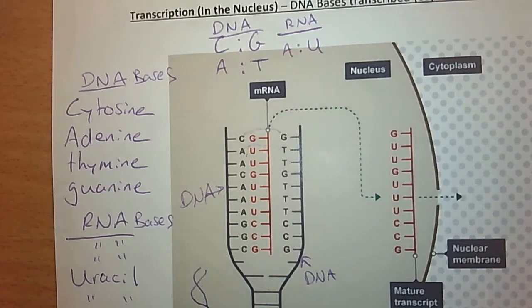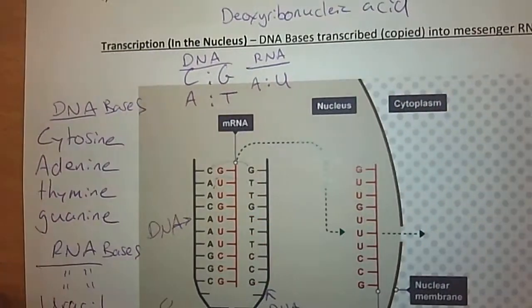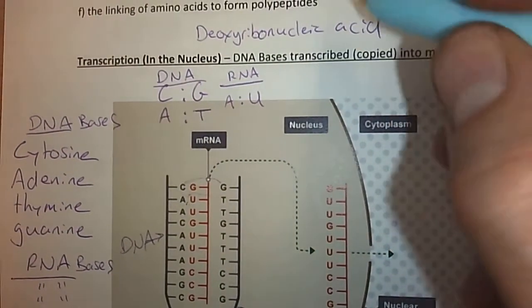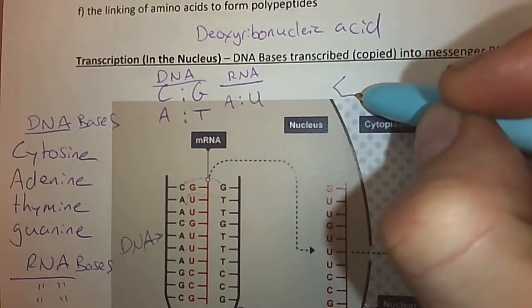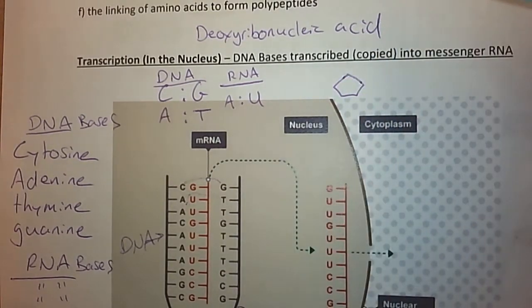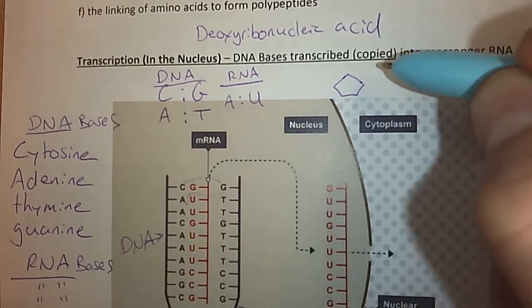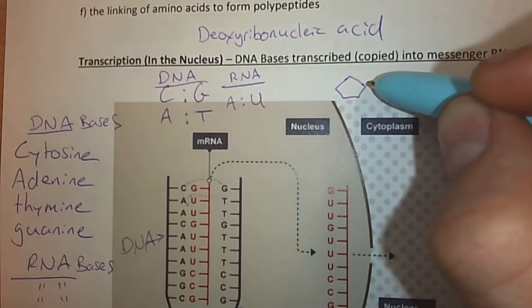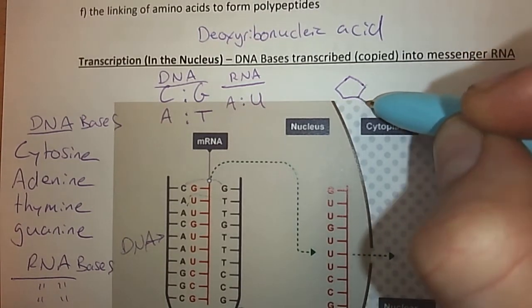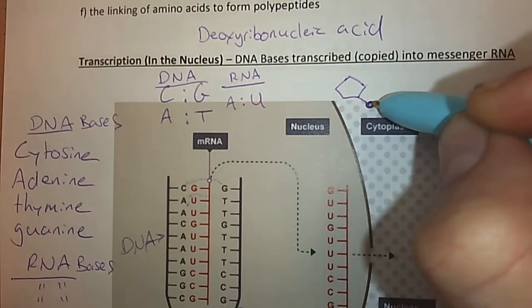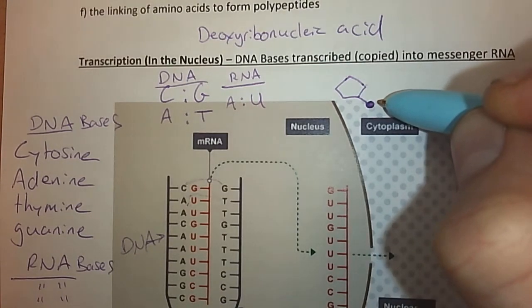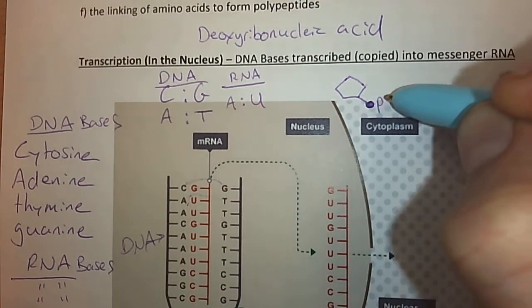Let's have a little closer look at DNA. We have got what is called a pentose sugar. What does pent mean? It means 5, and that's because there's 5 carbons in that sugar. We have got a phosphate there, okay, a phosphate.